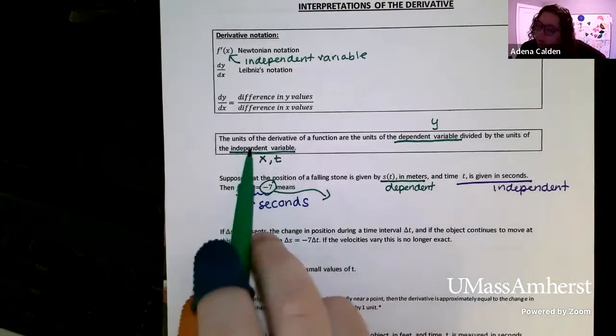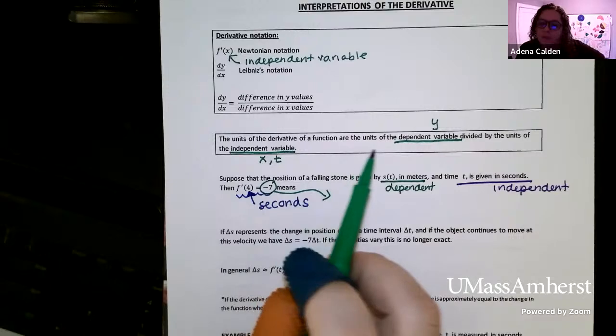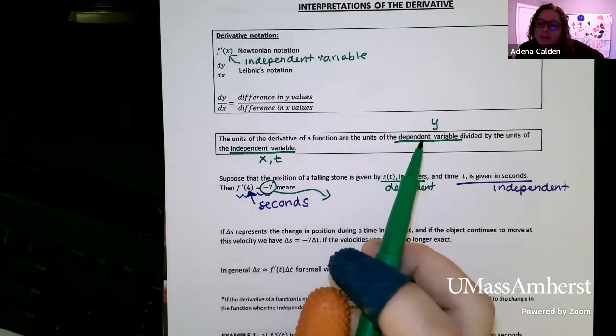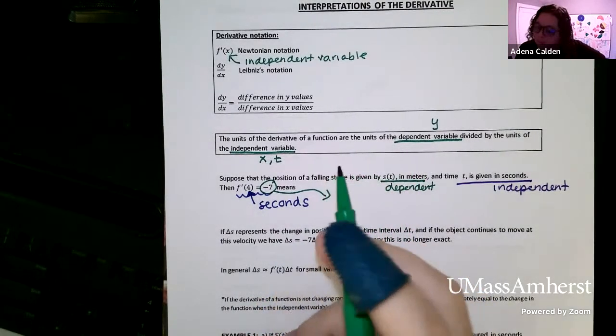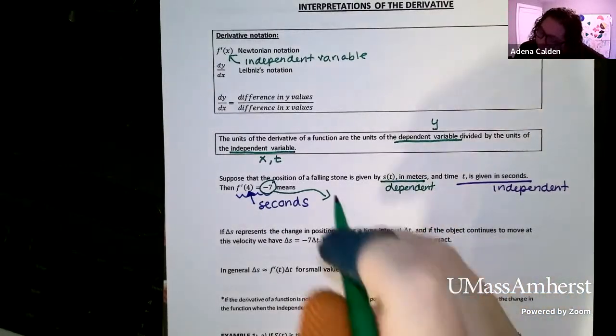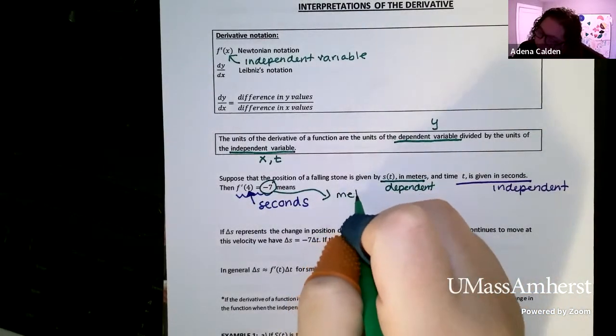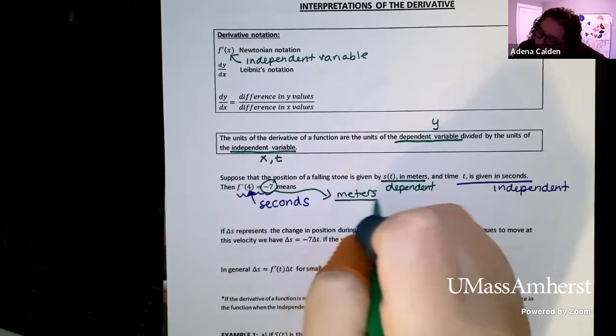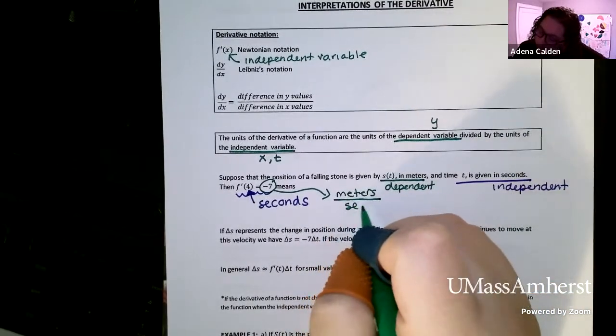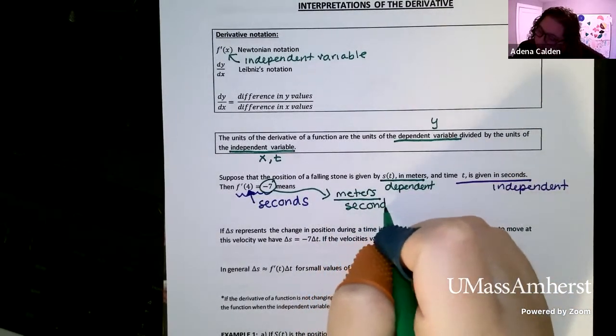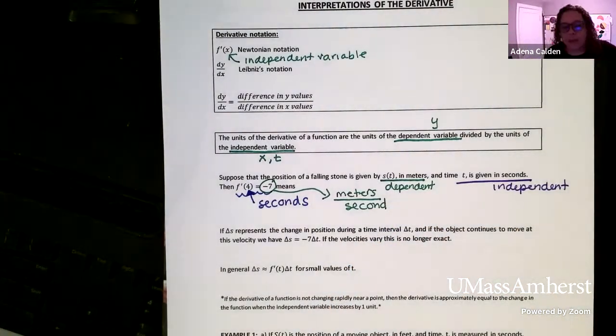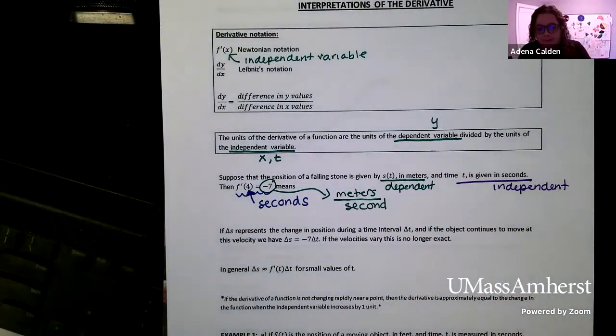So this is where we have to bring in the definition about this ratio. We have the dependent units over the independent units. The dependent units are meters divided by the independent units, which is seconds. Okay, so how do we put this together?